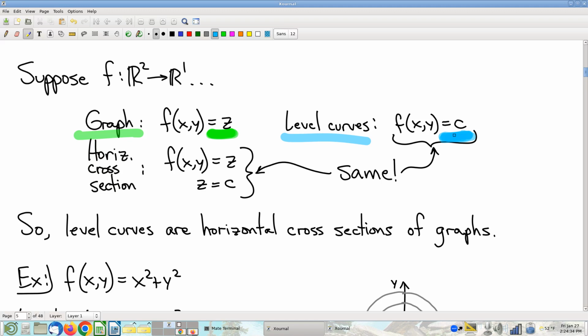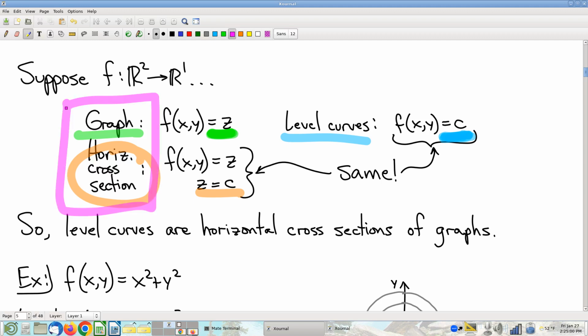But if you take that graph and then do a horizontal cross-section, if you think about it, horizontal cross-section like this, right? You're taking a horizontal slice. Every point on that slice has the exact same value of z because it's horizontal. If you want to talk about a horizontal cross-section of a graph, that would have you setting f equal to z and then z equal to c. Effectively, you're just setting f equal to c, which is the same as making a level set.